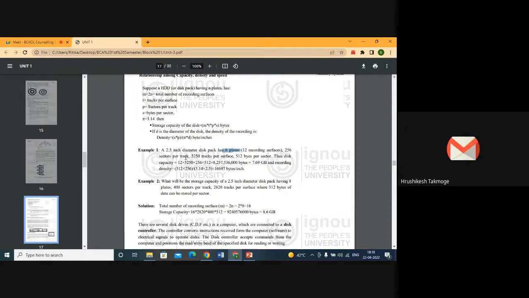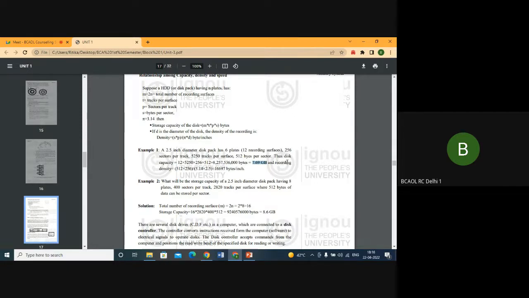Then 256 sectors per track, that is P is 256. 5250 tracks per surface, that is T. Then 512 bytes per sector, that is S. So the capacity will be 12 into 256 into 5250 into 512, the total capacity of the hard disk. And they have converted it into GB.